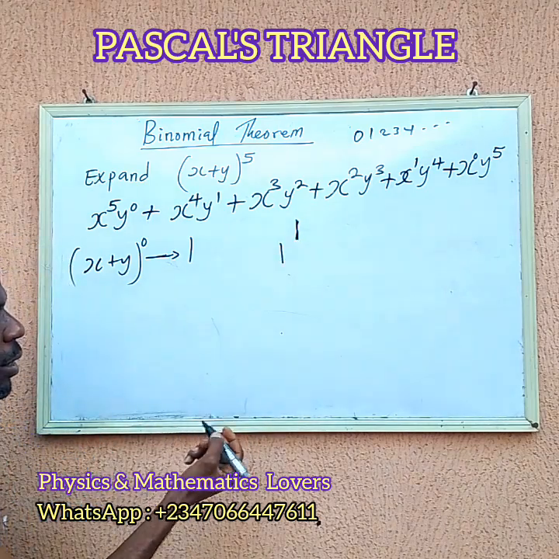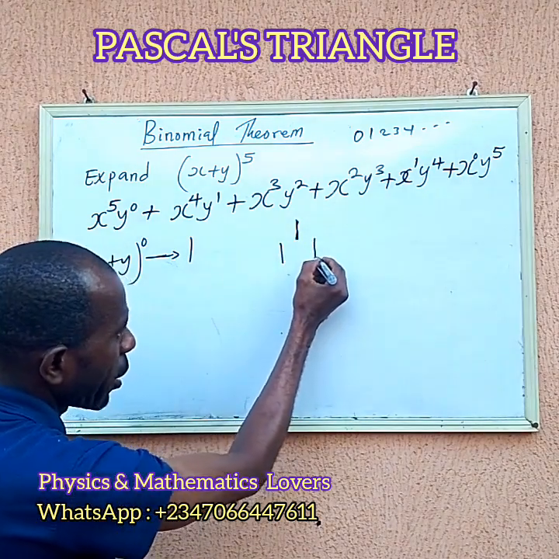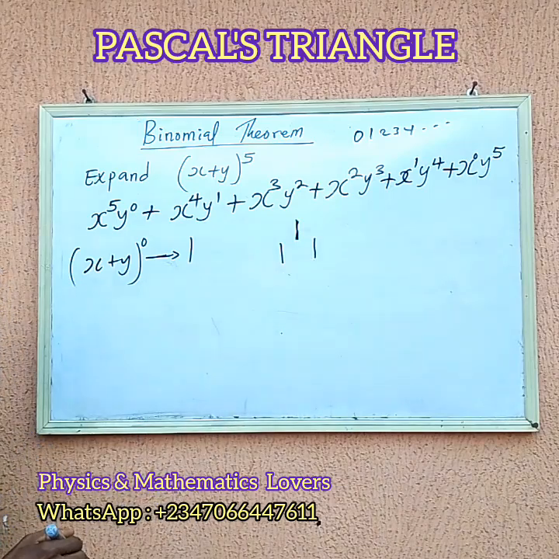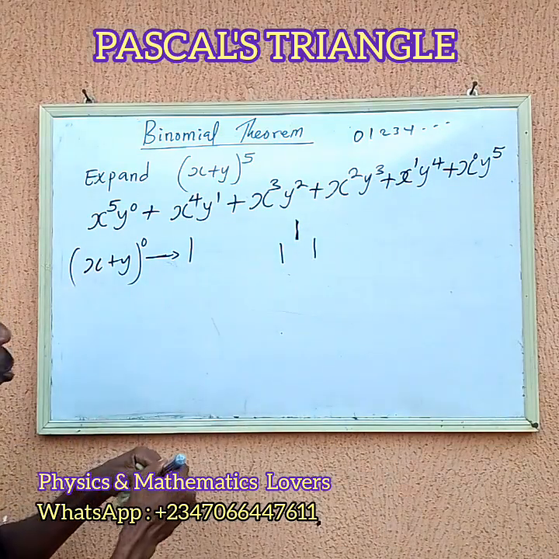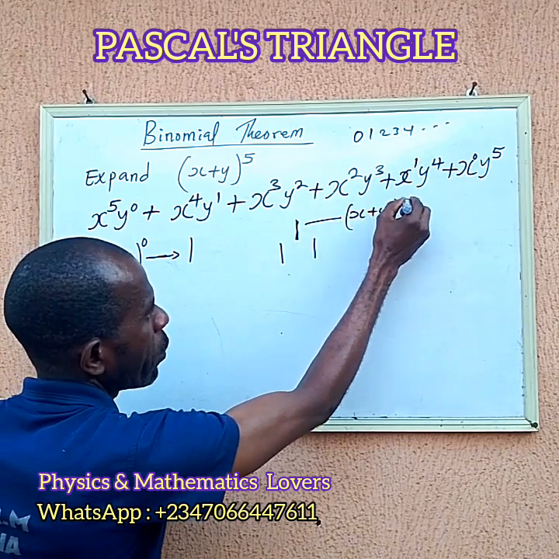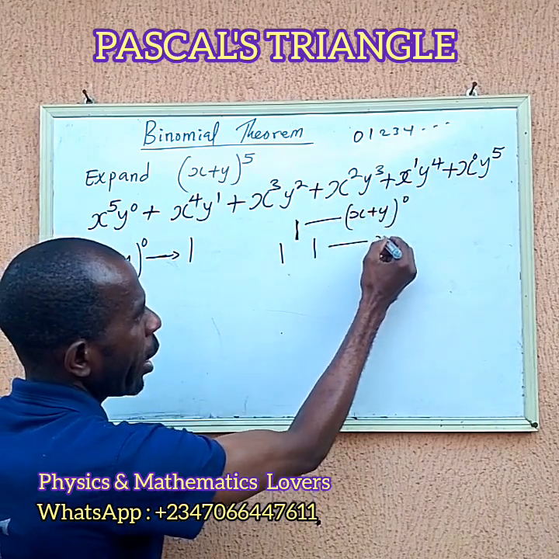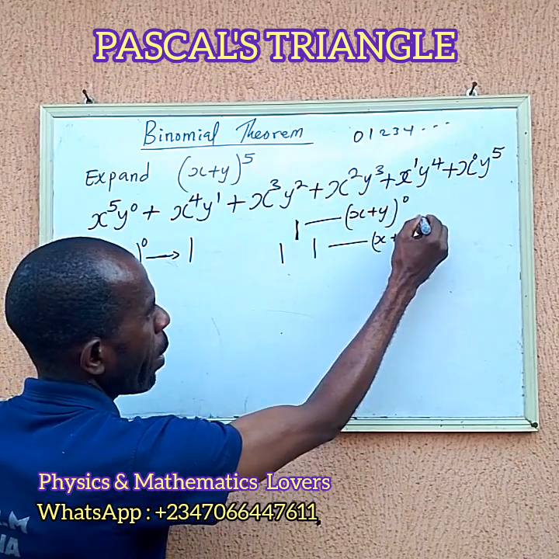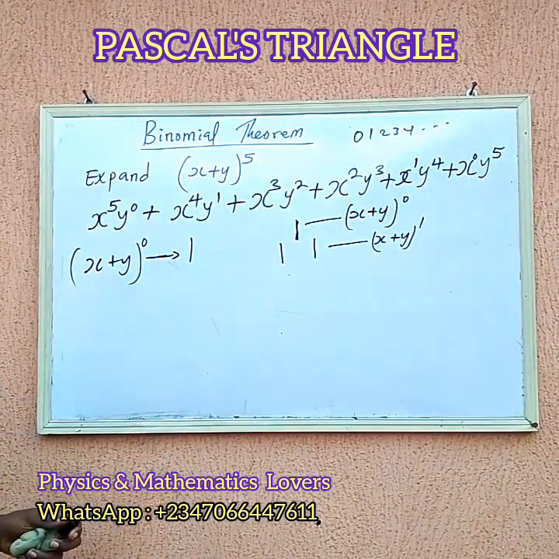Okay, I have 1 there. Then I bring another 1 here again. You close it up. Now, let's go. This is where (x + y) raised to the power of 0. And this is where (x + y) raised to the power of 1. Good. Now, let us go.